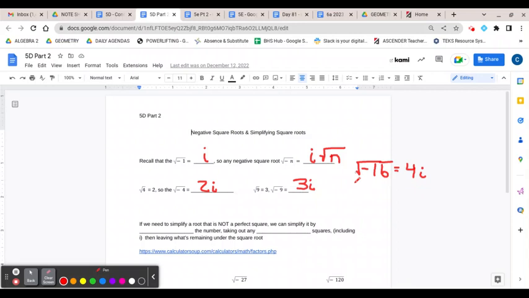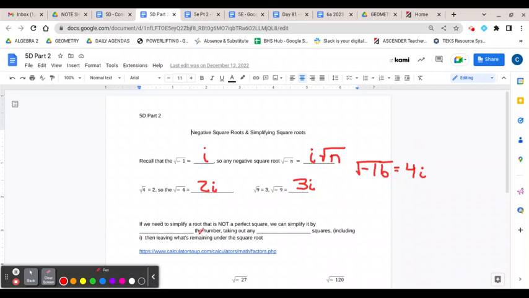Okay, so that's sort of the first step, is that when we have these negative square roots, they don't really exist. You can't take the square root of a negative, but for now what we're going to do is pull that i out, and then we'll square root whatever number is left in the positive, and then we'll just multiply that by i.